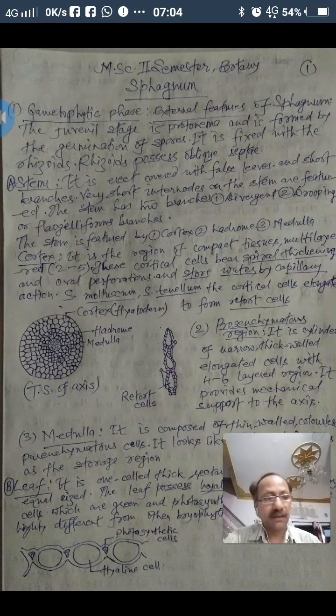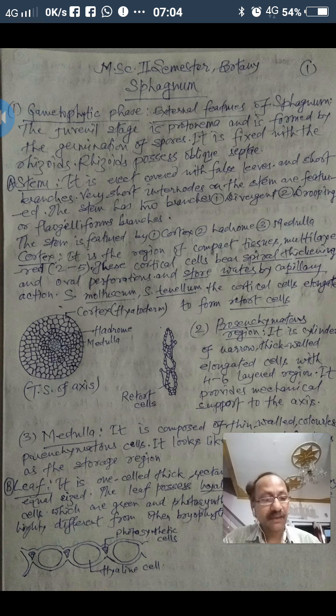So here we are dealing with the MSc 2nd Sem botany. The chapter is Sphagnum, and we are looking into the life cycle. The gametophytic stage. The external features of Sphagnum. The juvenile stage is protonema and is formed by the germination of spores. It is fixed with the rhizoids. Rhizoids possess oblique septa.